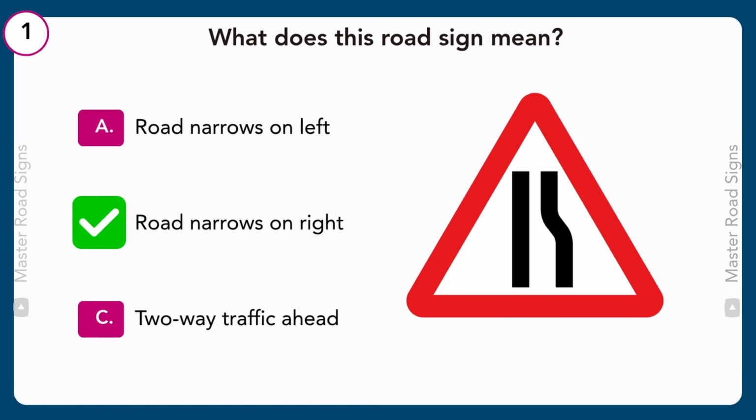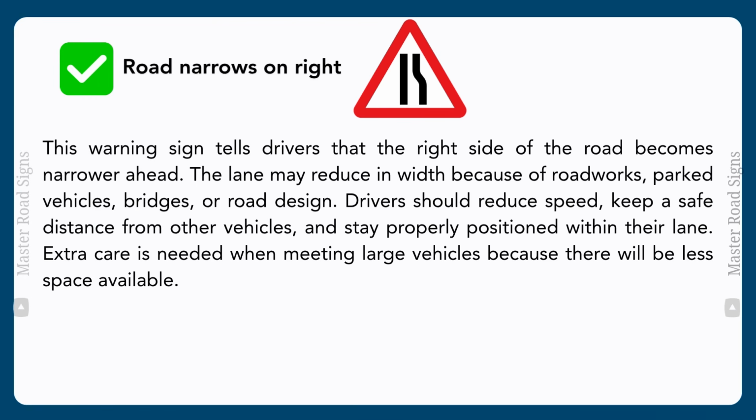Option B is correct, road narrows on right. This warning sign tells drivers that the right side of the road becomes narrower ahead. The lane may reduce in width because of roadworks, parked vehicles, bridges, or road design. Drivers should reduce speed, keep a safe distance from other vehicles, and stay properly positioned within their lane. Extra care is needed when meeting large vehicles because there will be less space available.